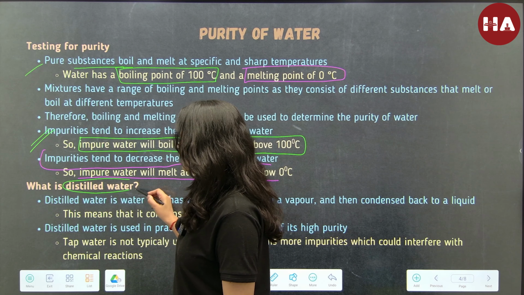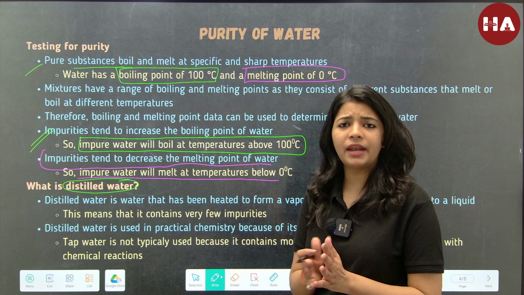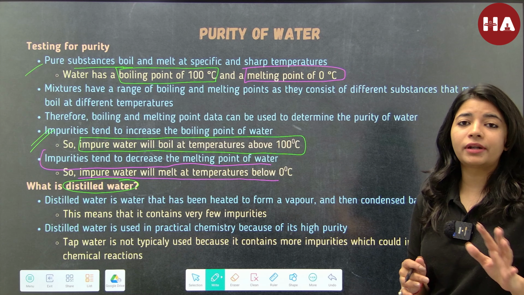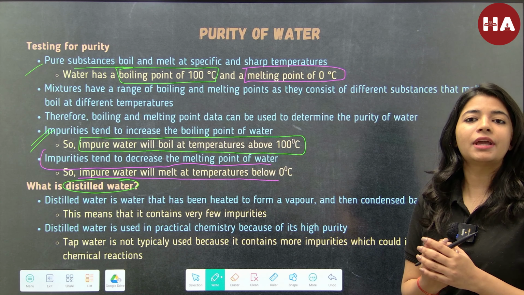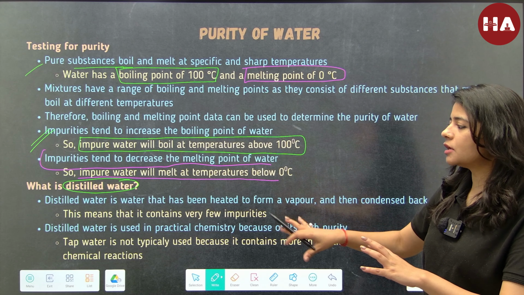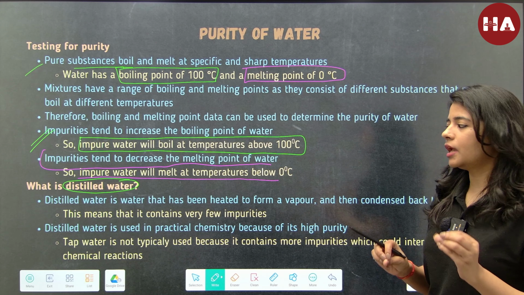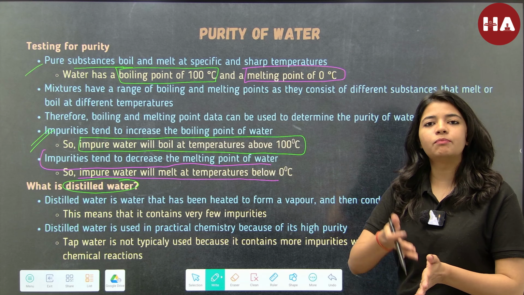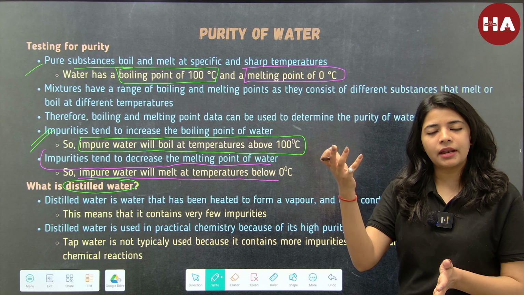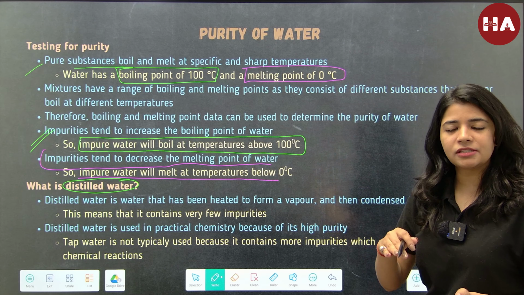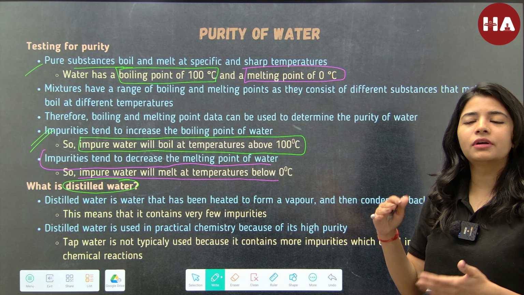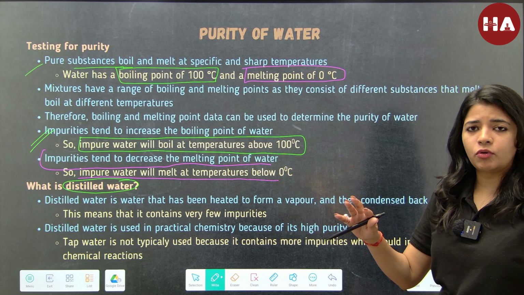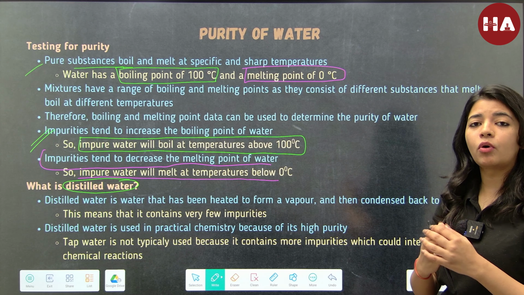Next is what is distilled water. Now, why do we need to talk about distilled water? Because whenever we are doing any test in the lab, we use distilled water, not tap water. Why? Because in tap water impurities are present, but in distilled water impurities are not present. Distilled water is the pure form of water. So what happens is, we take water and boil it, collect the water vapors, and condense those vapors to get liquid. That liquid is deprived of all the impurities, and hence it is said to be the pure form of water.